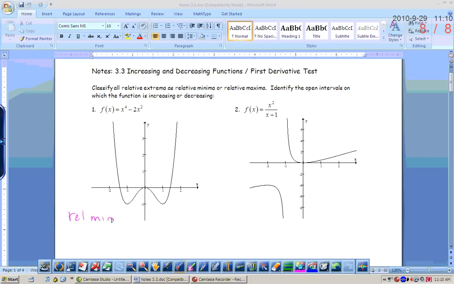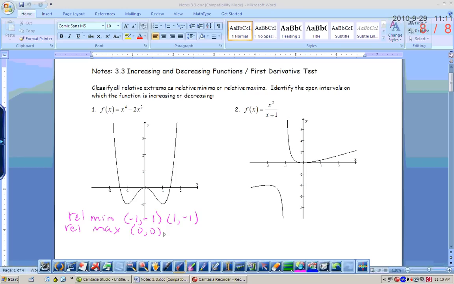And I'm going to go ahead and name the whole point. So negative, or sorry, what is that, negative 1? Negative 1, and 1, negative 1. And where's the relative max? 0, 0. Good. Relative mins are at valleys. Relative maximums are at your hills.